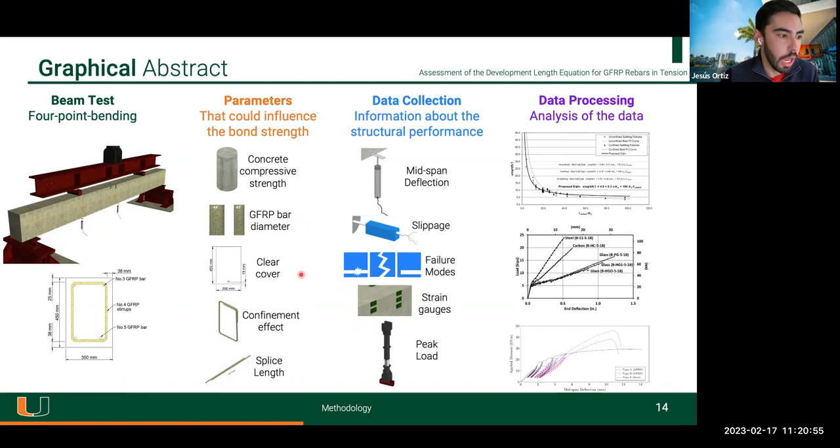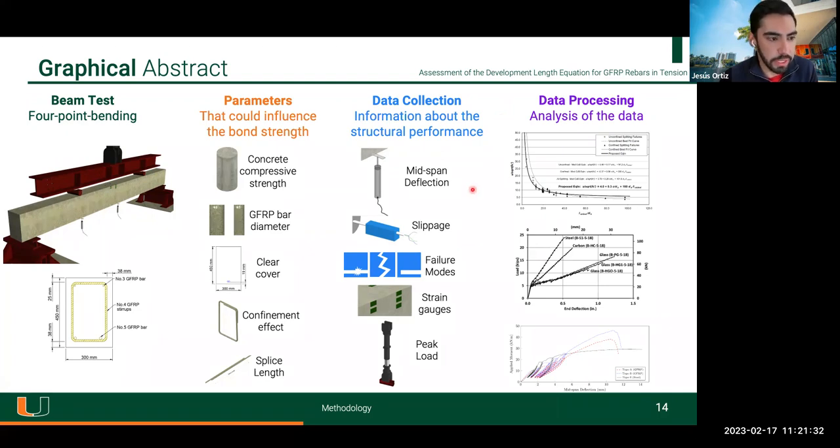Here, some people think that because GFRP or FRP bars don't have durability or corrosion issues, you will need less clear cover. But the clear cover or the concrete cover is not only for durability, but also for bond and to fulfill those requirements. Also, we are including the confinement effect and of course the splice length. We have different lengths.